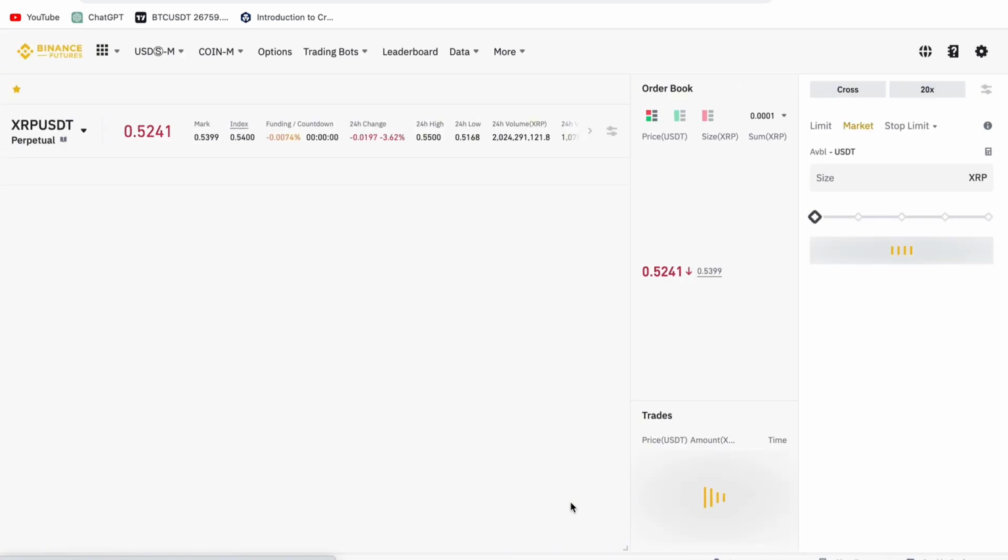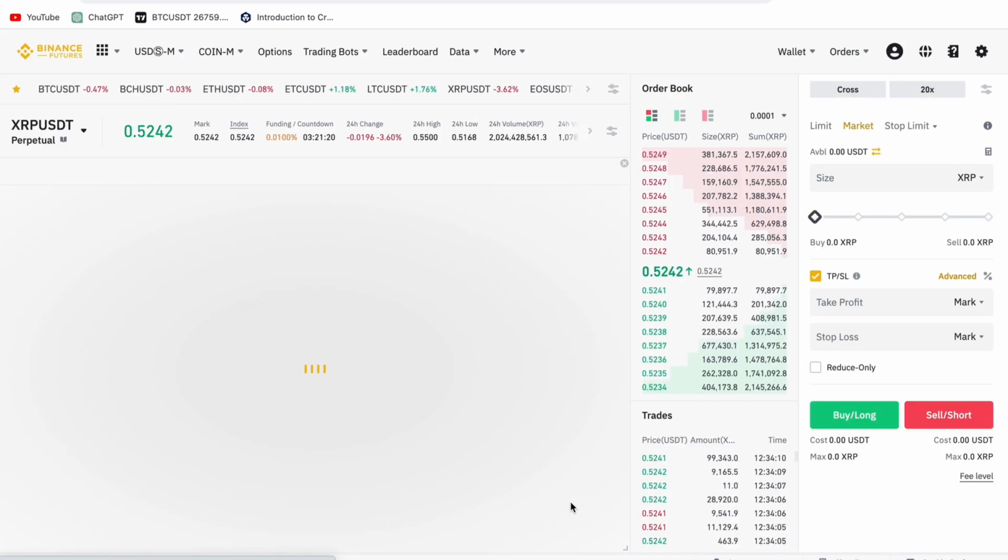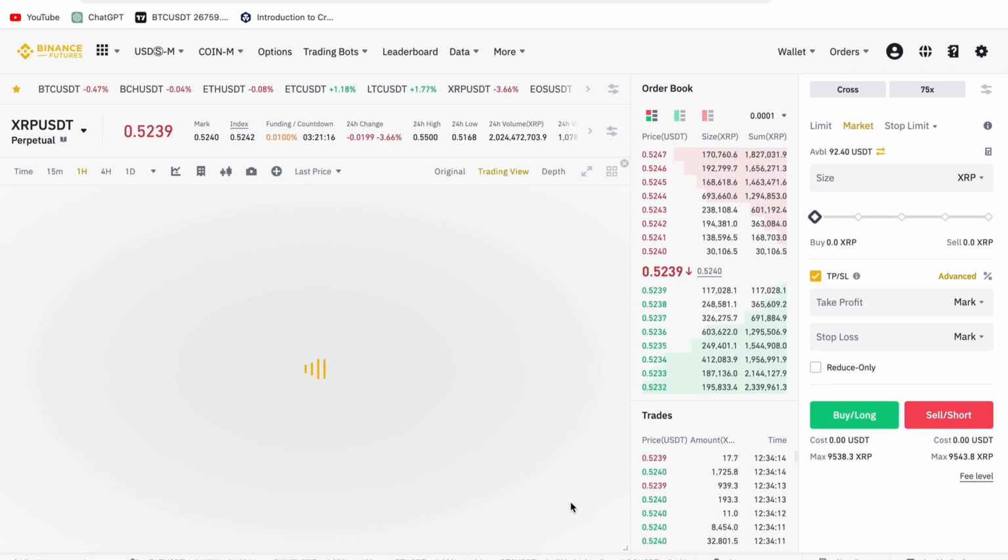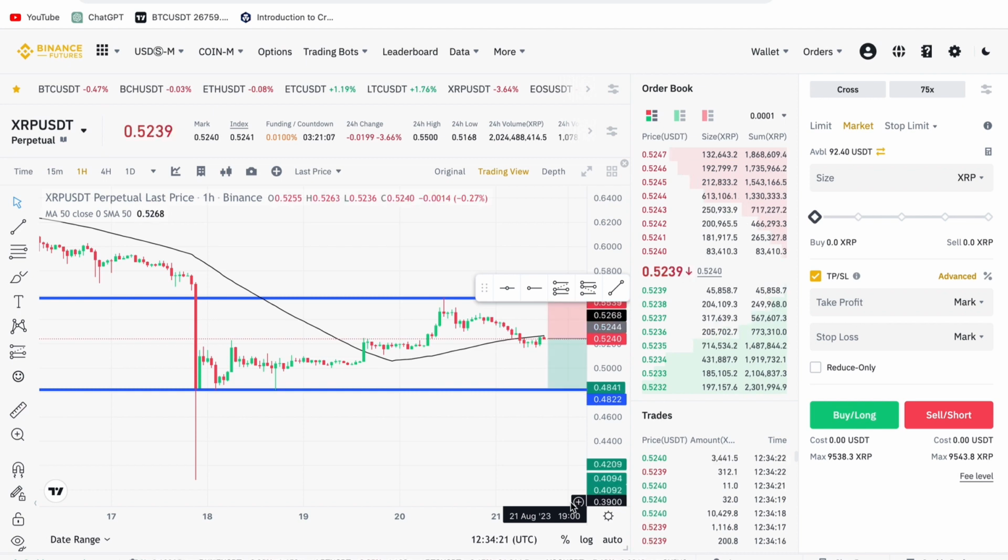So let's say each trade you are using 1:4 or 1:3 risk reward ratio. On this trade, I usually risk 3% of my total account balance. So let's say we have $92 and I want to risk 3%. I'll type in 3 divided by 100 times $92. Then that means if I enter this trade and I lose $2.76, I'm going to close it automatically.